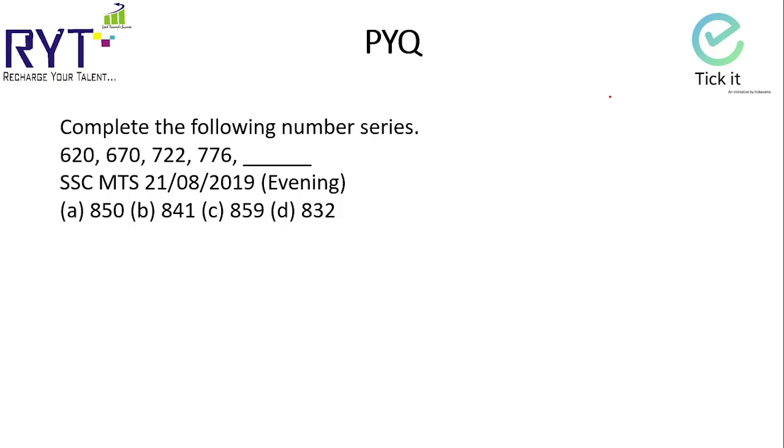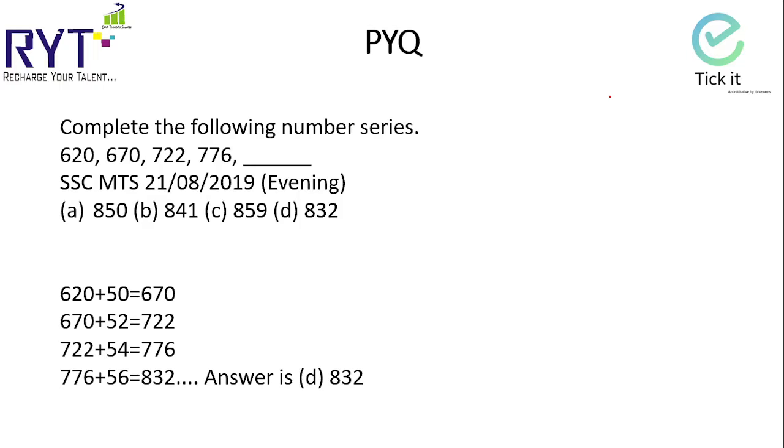Observe the question. 620, 670, 722, 776. What is the difference? 620 plus 50 gives 670. 670 plus 52 gives 722. 722 plus 54. If you observe 50, 52, 54, next should be 56. So 776 plus 56 gives us 832.